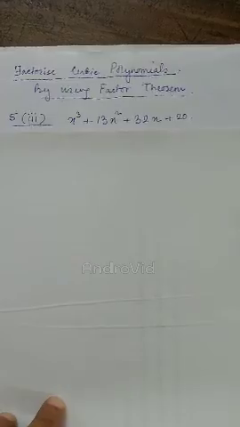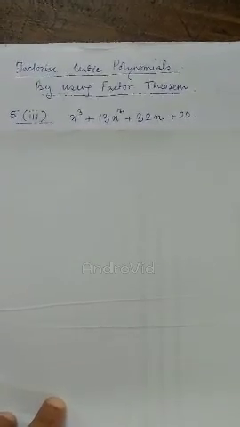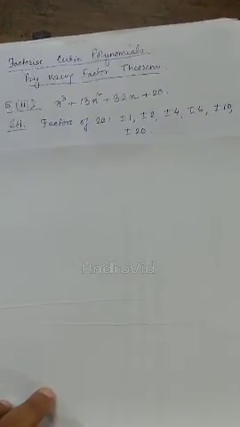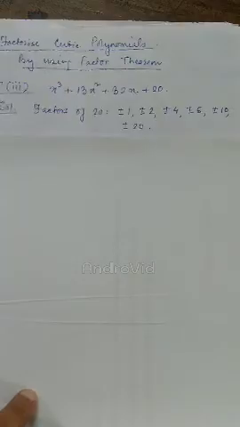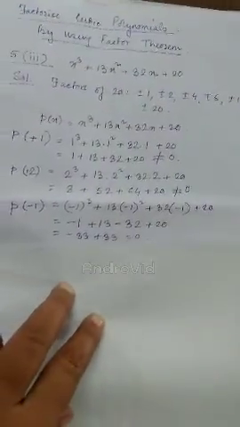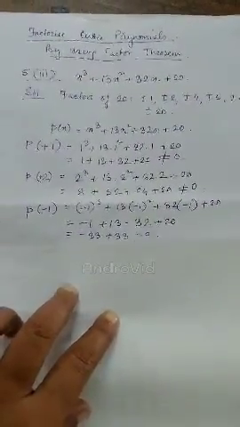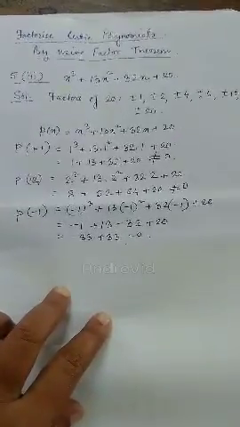factor theorem. First of all, you find out all the factors of the constant term 20. So you can see all the factors I have written. They are plus minus 1, plus minus 2, up to plus minus 20. Now what we do is that by hit and trial method, you try to find out the value of the polynomial at all these factors.